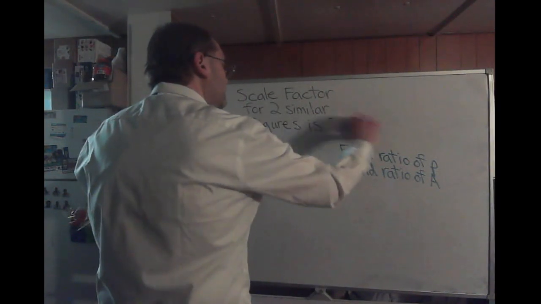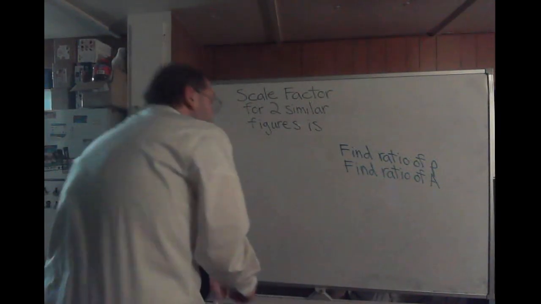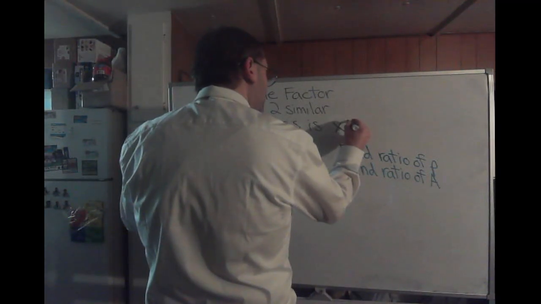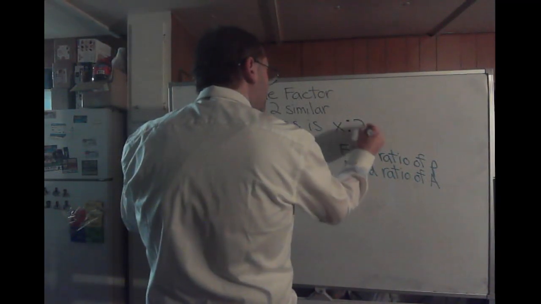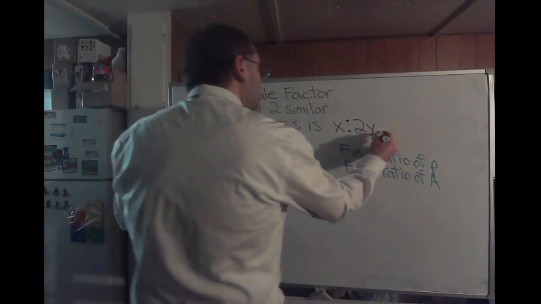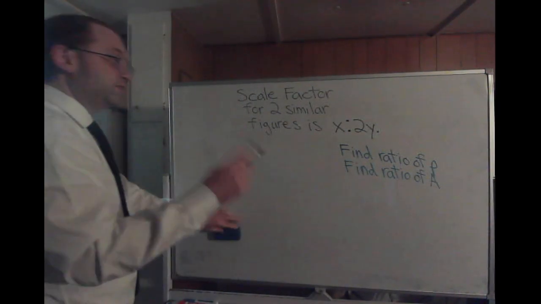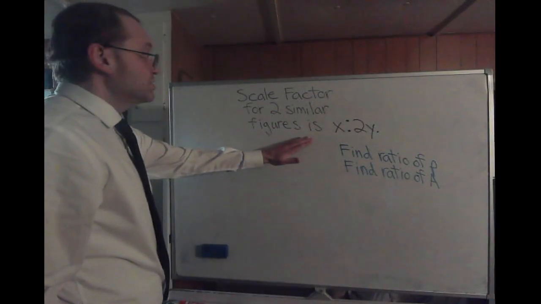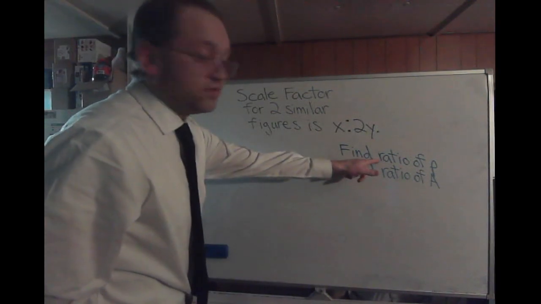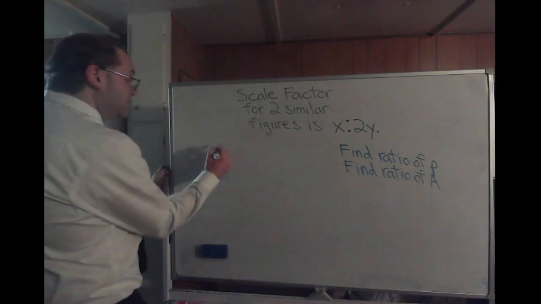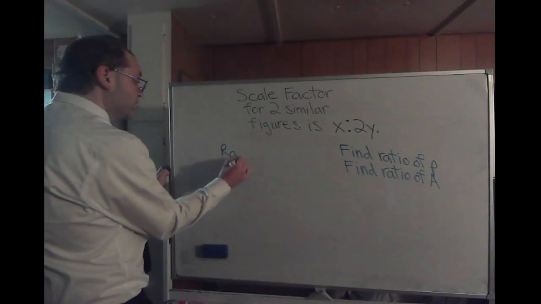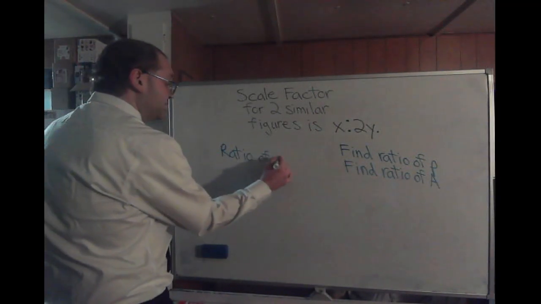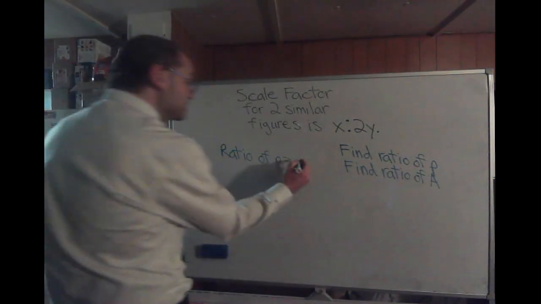Alright, a little bit of algebra with this one. The ratio of two similar figures is going to be x to 2y. So the scale factor for this one is going to be x to 2y. Find the ratio of the perimeters and the areas. Well, again, the ratio of the perimeters is just the same as the scale factor. That's x to 2y.